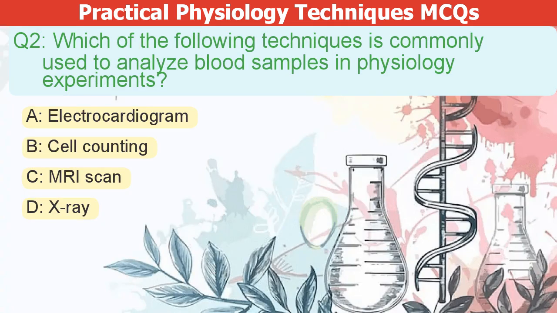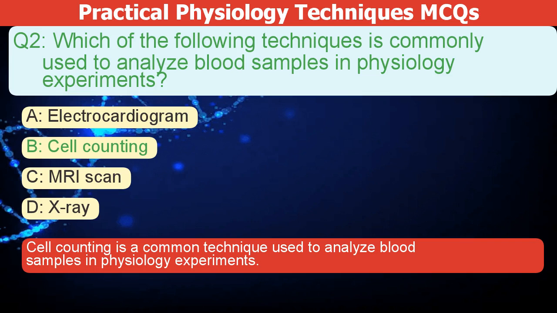Which of the following techniques is commonly used to analyze blood samples in physiology experiments? A. Electrocardiogram. B. Cell counting. C. MRI scan. D. X-ray. The correct answer is B. Cell counting is a common technique used to analyze blood samples in physiology experiments.